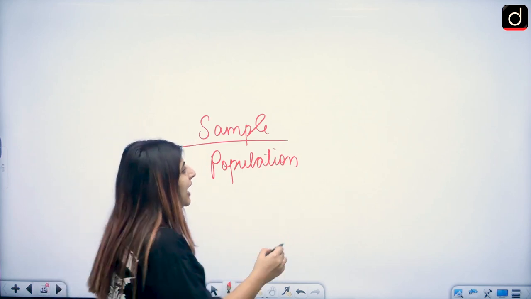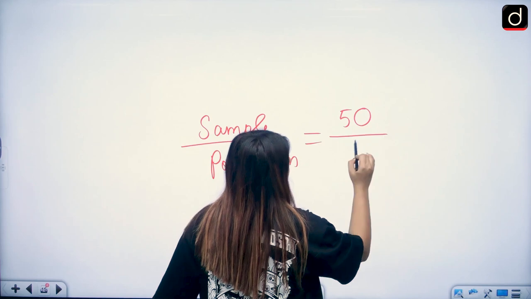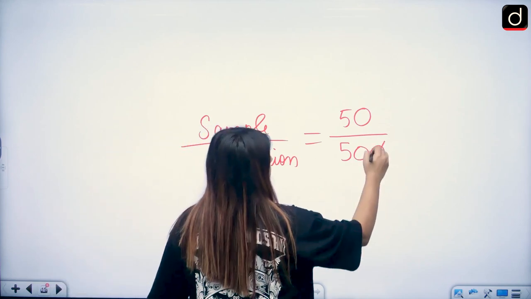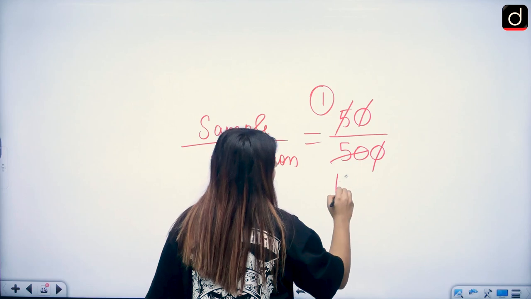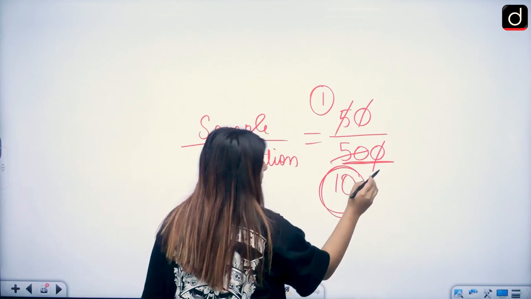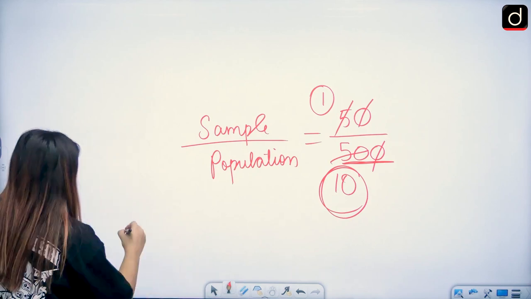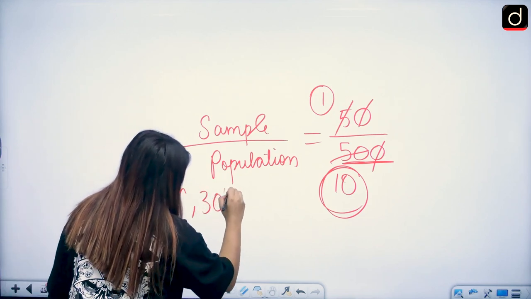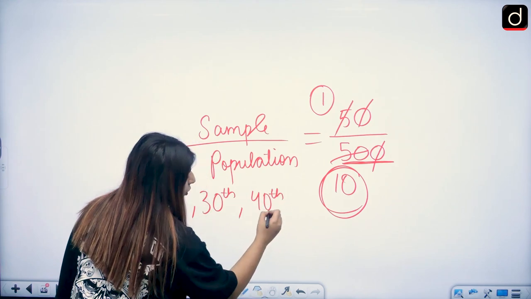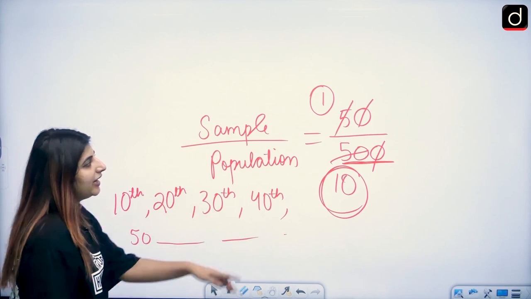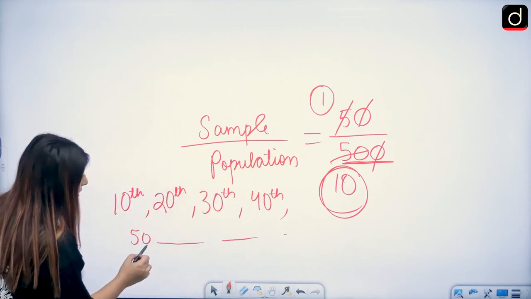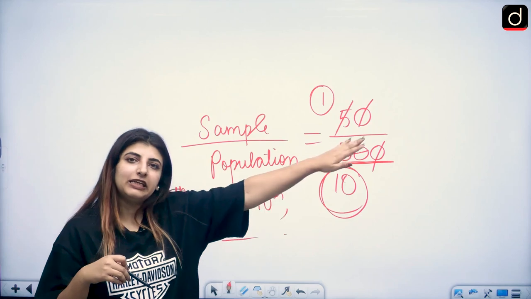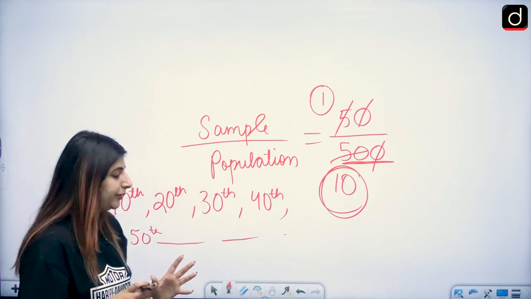right? So if I say that I need 50 people from the population of 500, I will divide them first of all. 5 tens are 50. So every 10th member in the population of 500. So what does that mean? I will start from the 10th, then we'll have the 20th, then 30th person, 40th, 50th, and so on till I reach 50, because I wanted to draw a sample of 50 people.